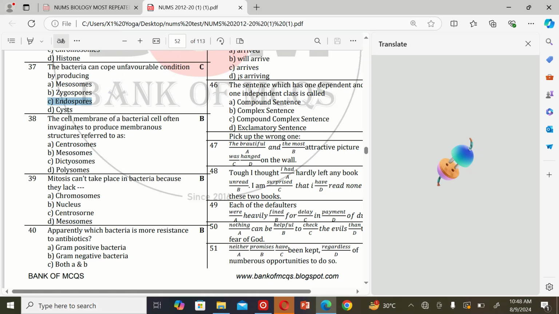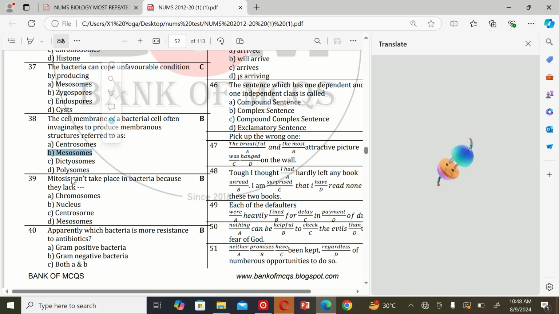The next MCQ is: the cell membrane of a bacterial cell often invaginates to produce membranous structures referred to as A. centrosomes, B. mesosomes, C. dictyosomes, and D. polysomes. So the correct option is B.